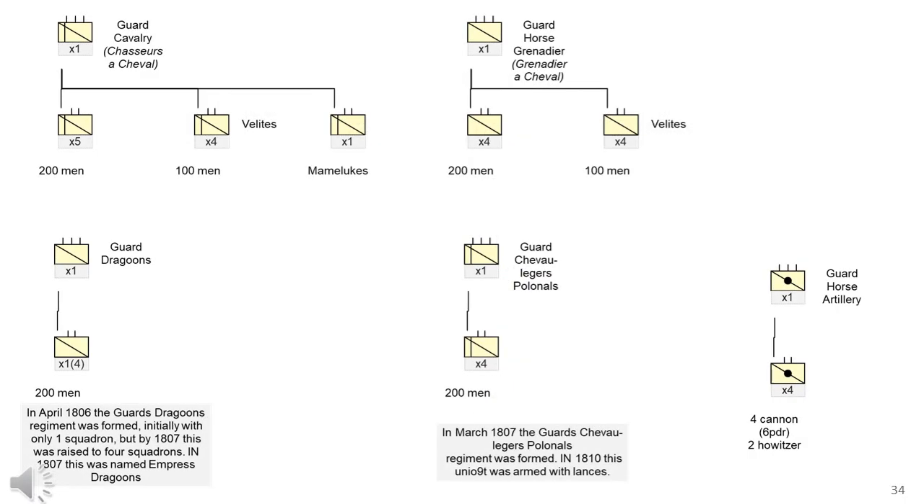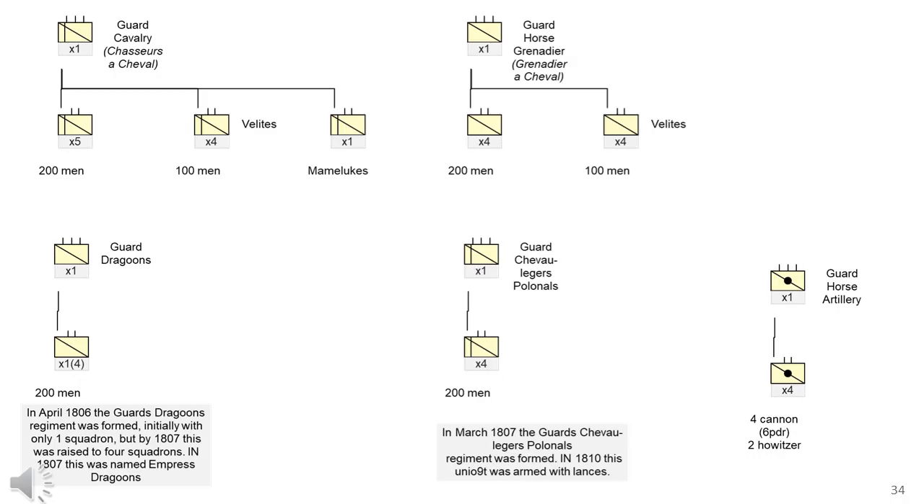The Chasseurs de Cheval, light Guard cavalry, consisted of 10 squadrons, one of which was made up of Mamelukes. The Mamelukes were later formed up into an entire regiment. The Garde Grenadier à Cheval, either heavy or medium cavalry, consisted of 8 squadrons. In both cases, the velites may not be in the field army and could be taking the role of depot squadrons.